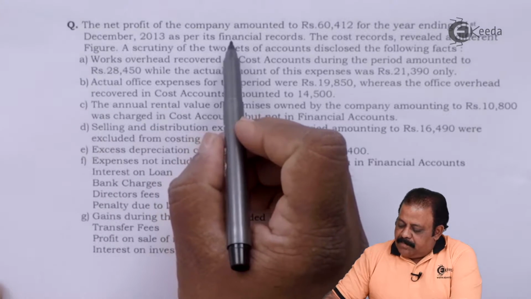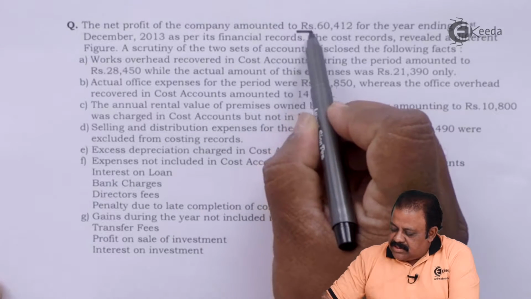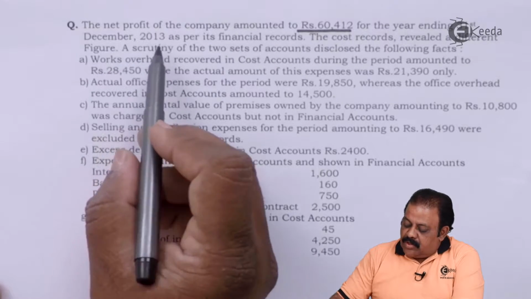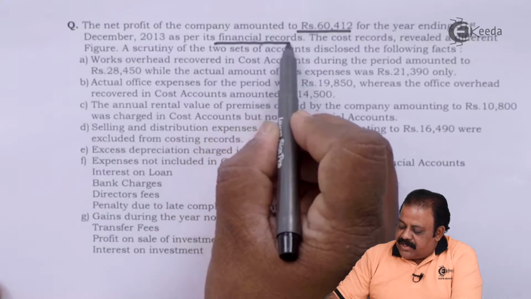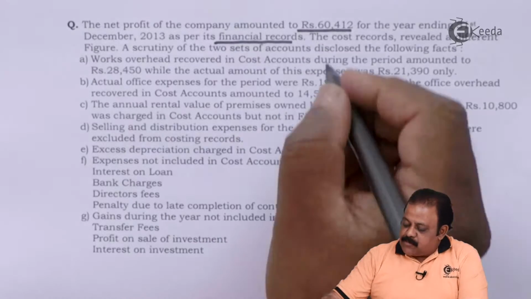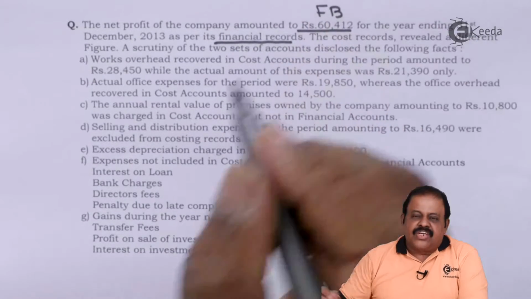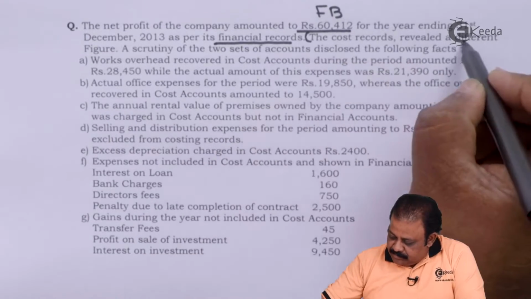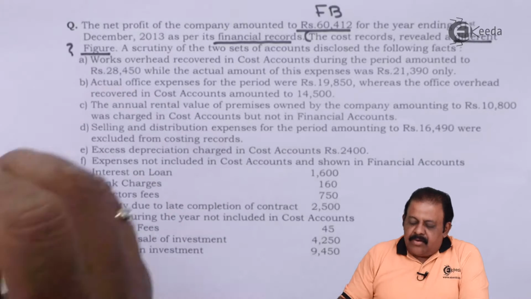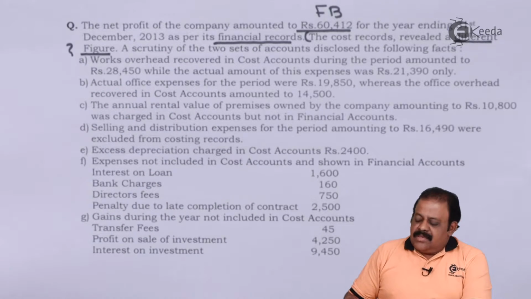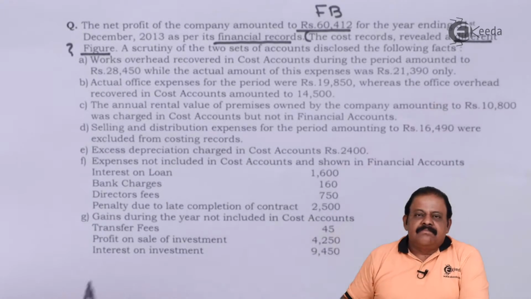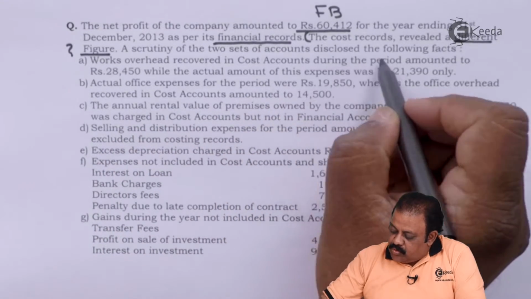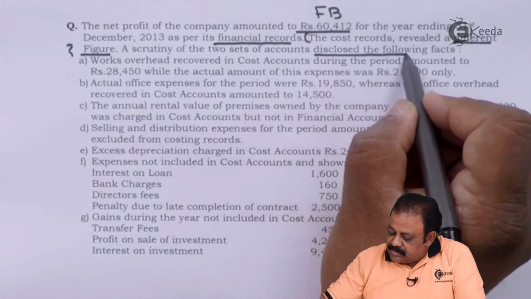The net profit of the company amounted to rupees 60,412 for the year ended 31st December 2013 as per its financial record. So this is profit as per financial book. The cost record revealed a different figure. Amount they have not given. Here they say that cost book profit is not the same. It's a different figure. A scrutiny of the two sets of accounts discloses the following facts.